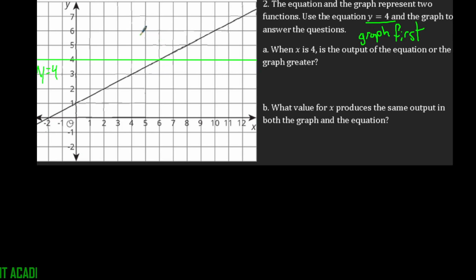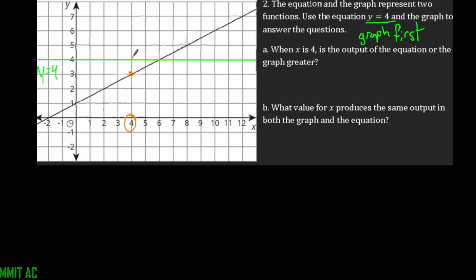For part A, it says when x equals 4, is the output of the equation or the graph greater? Well, if I look at this point here, I'm comparing when x equals 4, so I find where x equals 4.